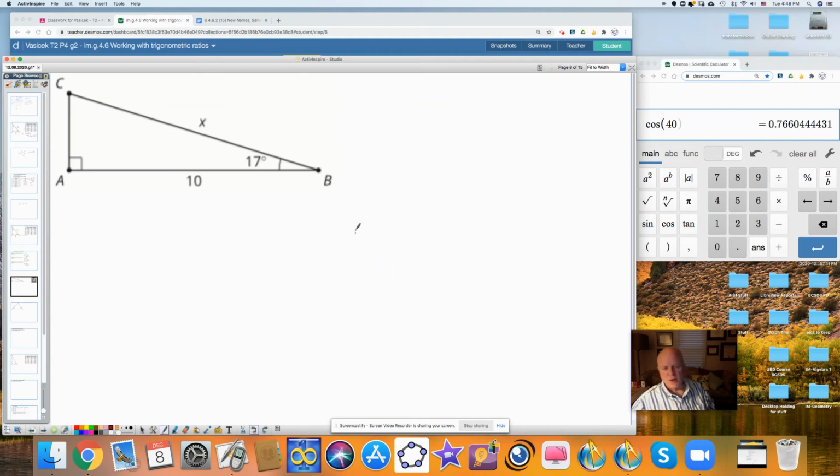So let's look at some practice problems. From this reference angle, this is the adjacent, this is the hypotenuse. Which trigonometric ratio does the A over H? That would be the cosine. So the cosine of 17 is equal to the adjacent, 10, over the hypotenuse, which is x. To solve this, I'm going to cross multiply. When I do that, I can divide both sides by cosine. So actually, these two items switch places.